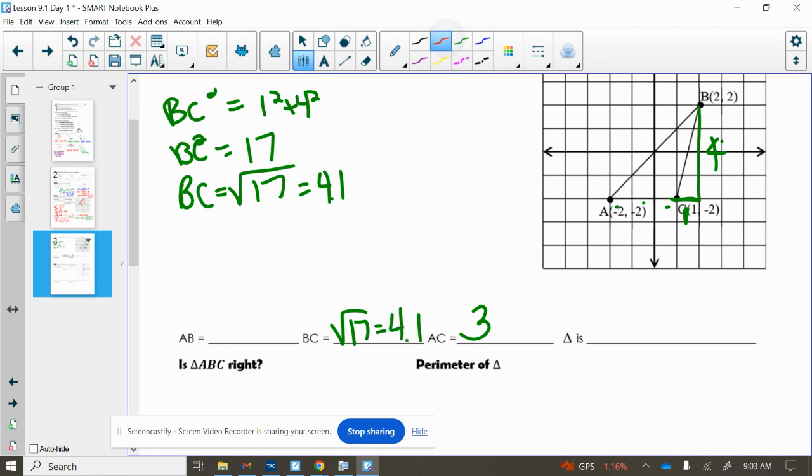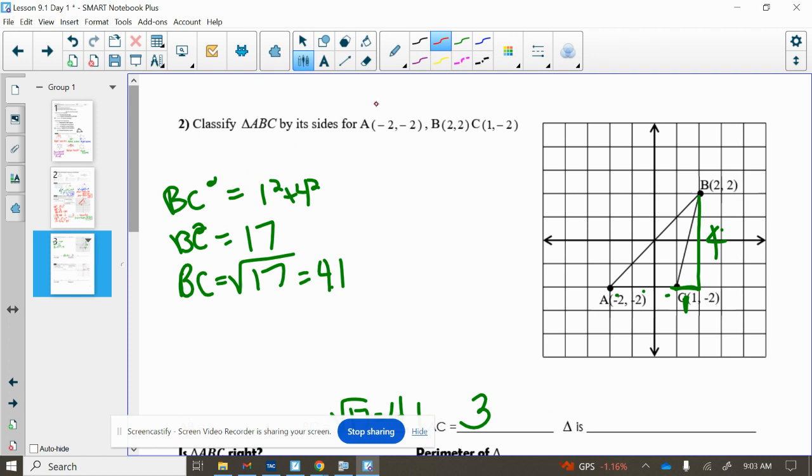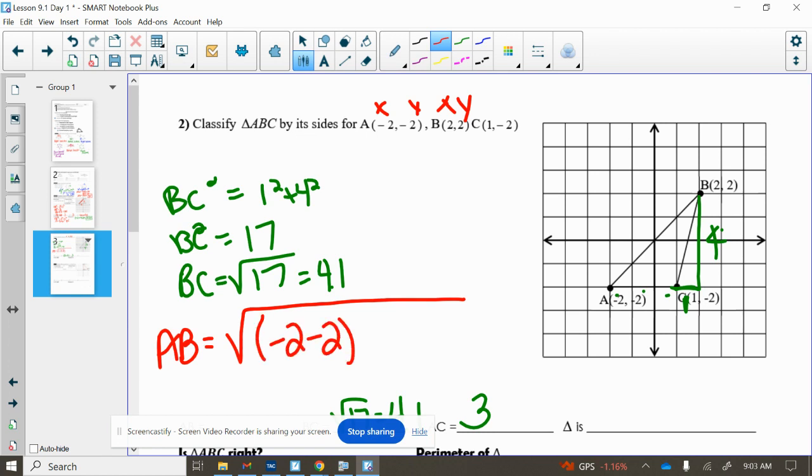Now A to B, all right, I'm going to choose the distance formula just so we get some practice with that. So reminder with the distance formula, this is going to be the distance from A to B. I'm going to take the square root of x minus x. So x is -2, the other x is 2, squared. And I'm going to add that to y minus y. So -2 minus 2, quantity squared.